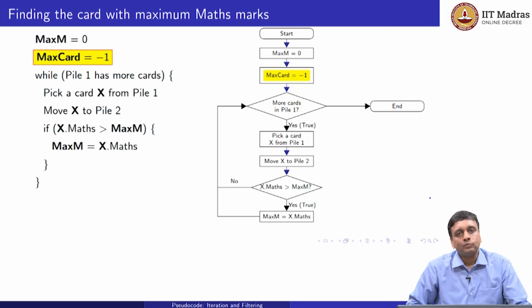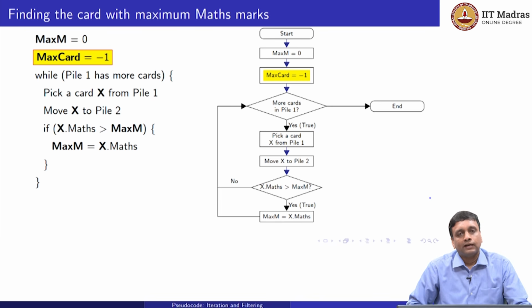Now the max card, we don't really have a clear idea of how big the class is or what these card numbers are, but we do know that they are positive numbers. So here our safe initialization is -1 because there may be a card number 0, we don't know. So we don't want to spuriously claim that card number 0 is the maximum. So we initialize it to a fictitious value -1, which will surely be updated whenever we see a card where the maths marks is more than 0.